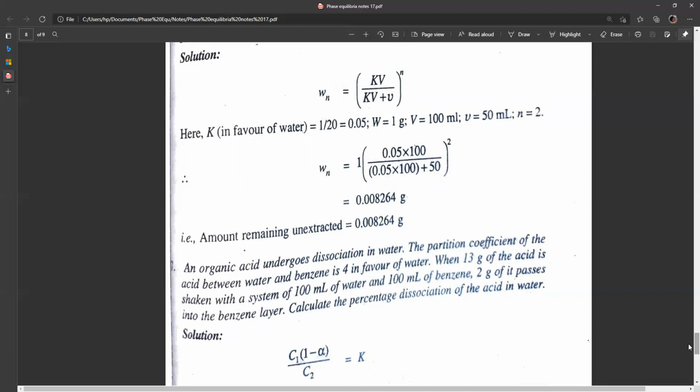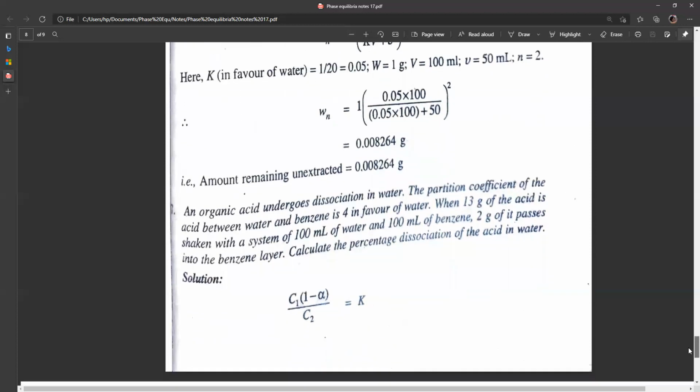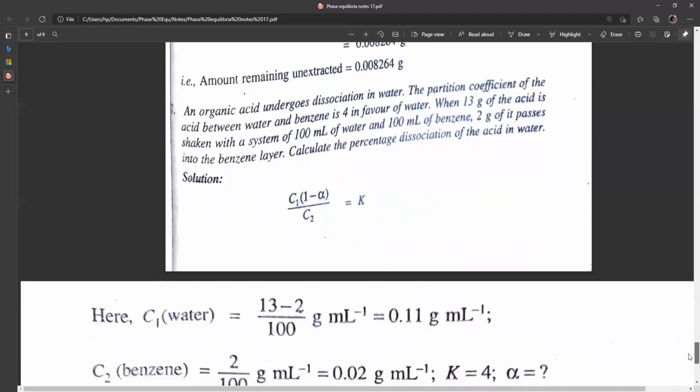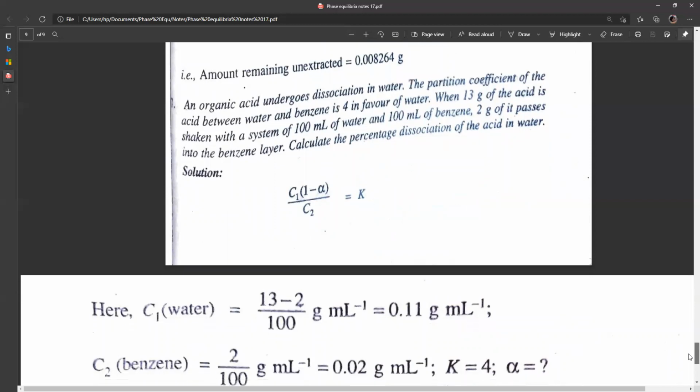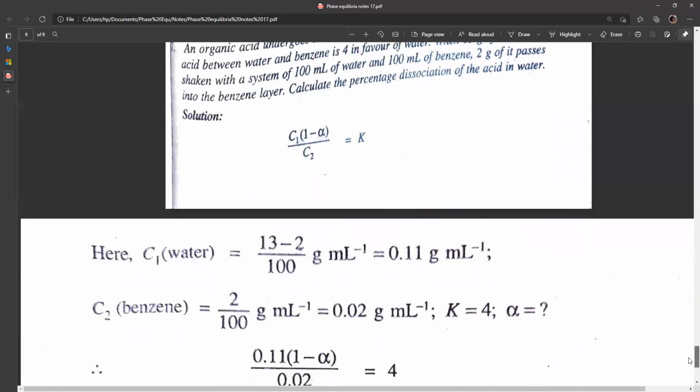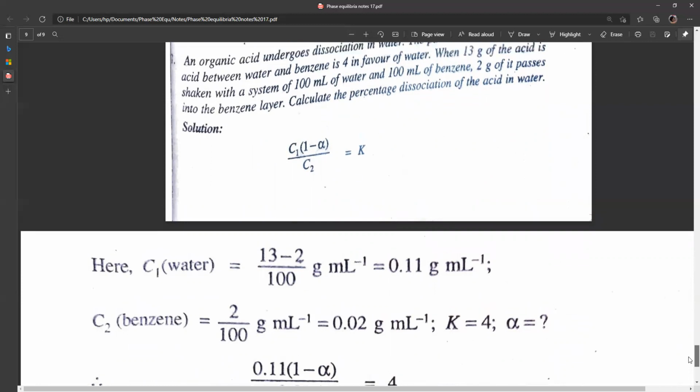So C1 into (1 minus alpha) by C2 is equal to K. We have derived this equation during the discussion of dissociation of a solute in one of the solvents. And here C1 is equal to (13 minus 2) by 100, that is 0.11. C2 is 2 by 100, that is 0.02. We know that K is equal to 4 in favor of water.